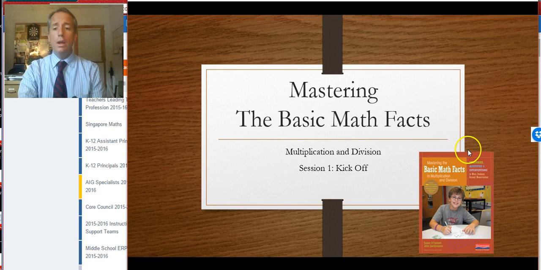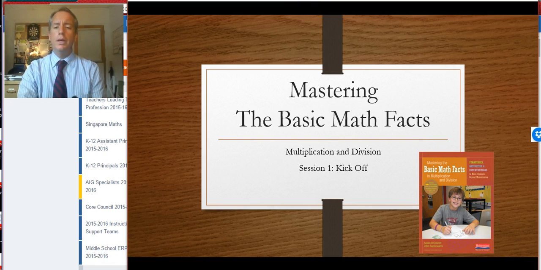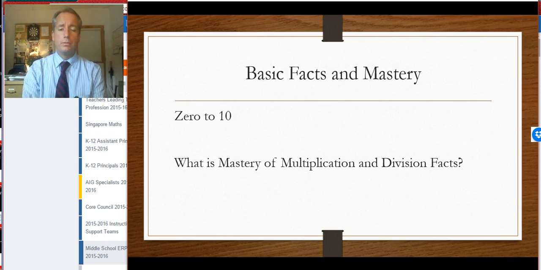So this is the picture of the book, and we may have shared this earlier, but the Mastering the Basic Math Facts book. We do have some copies of both the addition and subtraction book and the multiplication and division book, and we certainly would like to share those with you. And so as we get to the end of this PD, we will be asking you which one of these is more suited to the area you currently teach or that you anticipate teaching. And if neither one is beneficial to you, then that's perfectly fine too. But we do want to make sure that you have access to the resources as we move on.